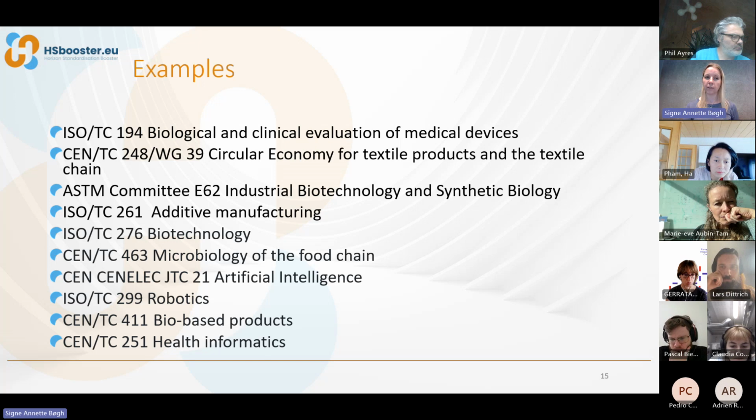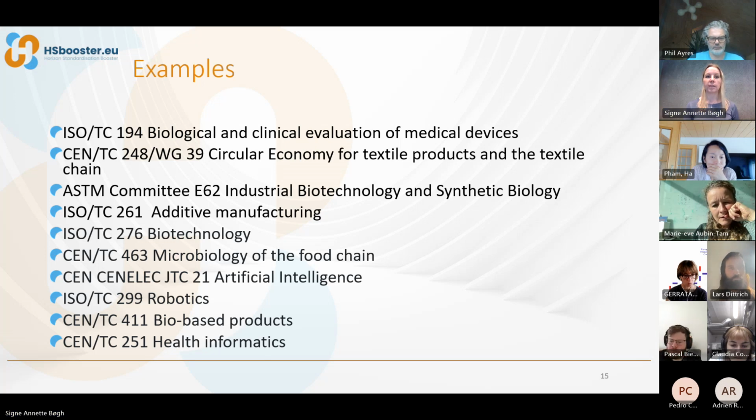CENELEC is also a European Standardization Committee. JTC stands for Joint Technical Committee. So that means that this is CEN and CENELEC cooperating on making this particular committee. We have one on robotics. We have also one on bio-based products. And then the final one I have here is on health informatics.